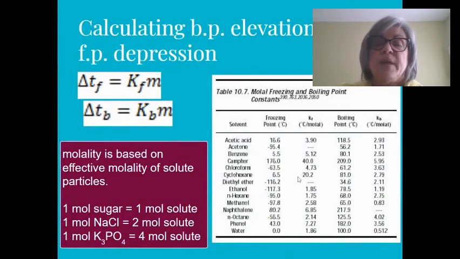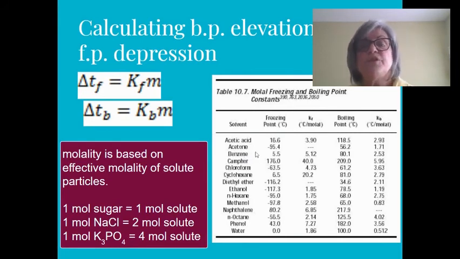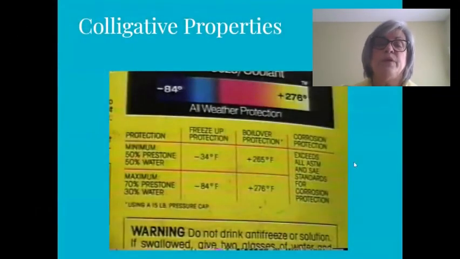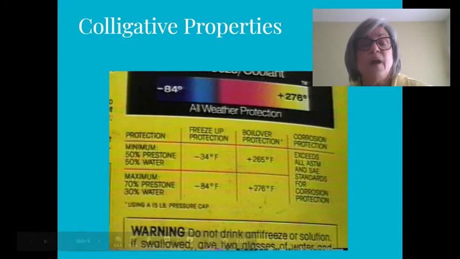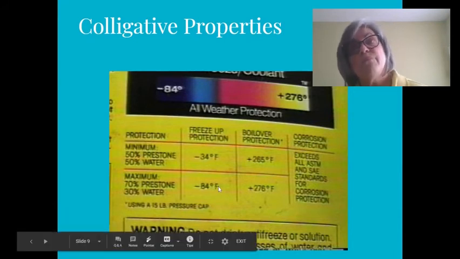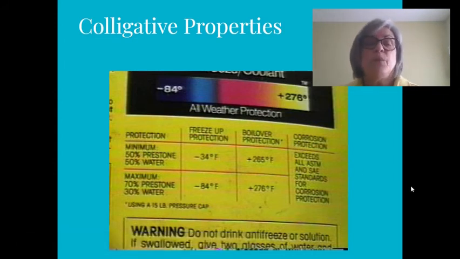We're going to see in a future lesson that we can actually calculate the amount of particles that need to interfere to either increase the boiling point or lower the freezing point. Another example is adding antifreeze to your radiator. It causes the boiling point to be increased, and it also causes the freezing point to be lowered. So it protects your radiator in the winter and the summer.